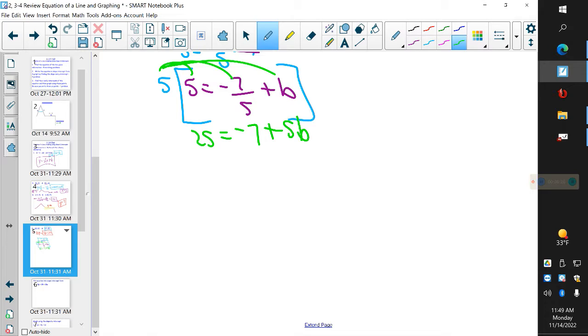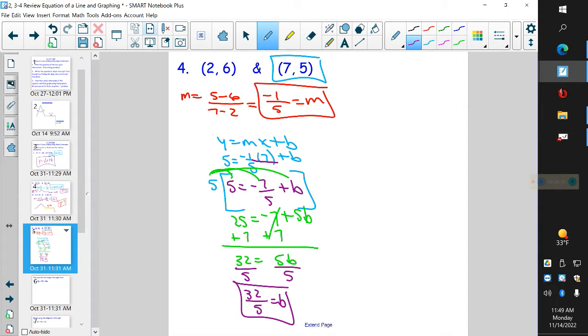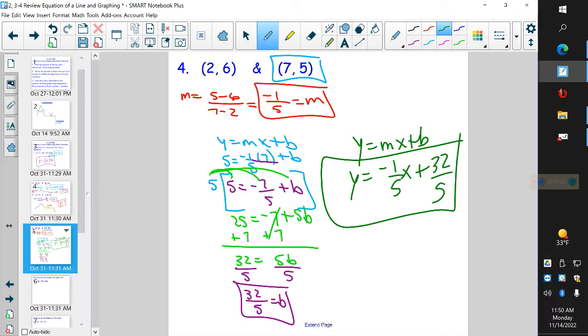Yes? Now what? Add 7. 25 and 7 is 32. Now what? Divide by 5. Good. So 32 over 5 is equal to b. So now I have my slope and I have my y-intercept. So I go back to my equation and I write down my y. My slope is -1/5 x, and my b value is going to be 32 over 5. That is my equation. Yes?